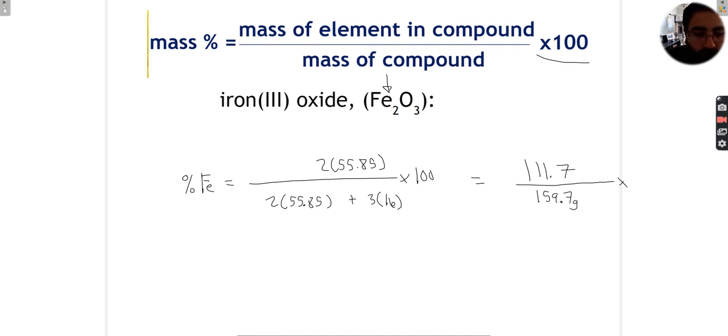All right. So here we have it. We get 111.7 divided by 159.7 multiplied by 100, and we get 69.94% of iron. So in this compound, the majority of the weight comes from the iron. 70% of the weight of this compound comes from the iron.